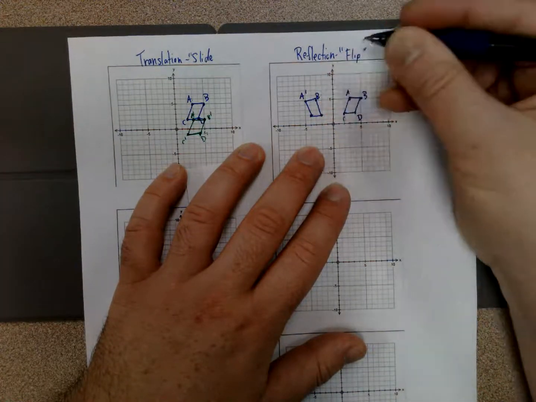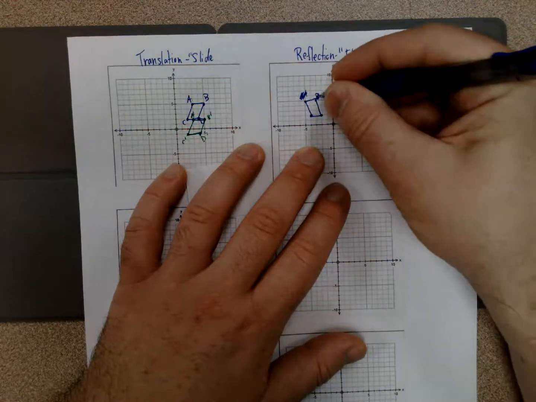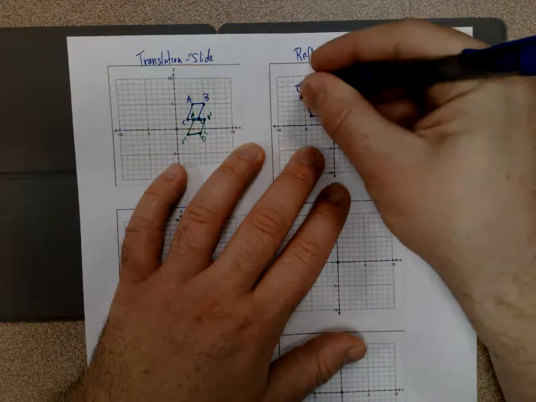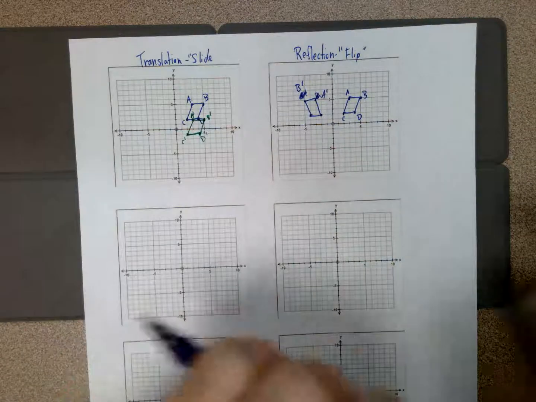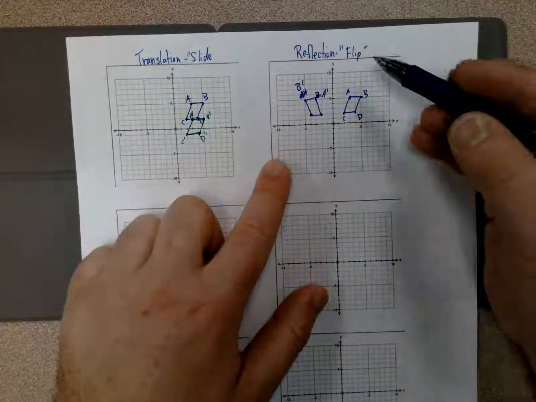A prime, nope, ooh, my apologies. A prime here, B prime. Sorry about that, I had an announcement.